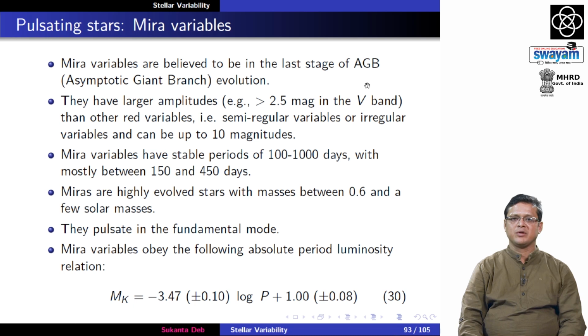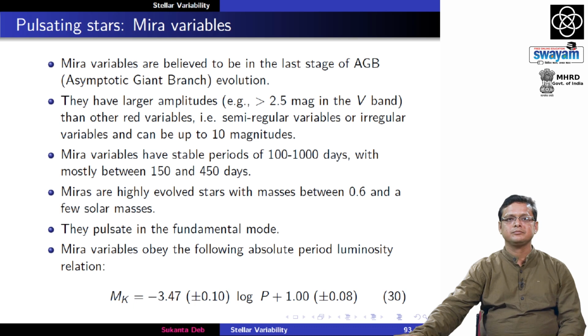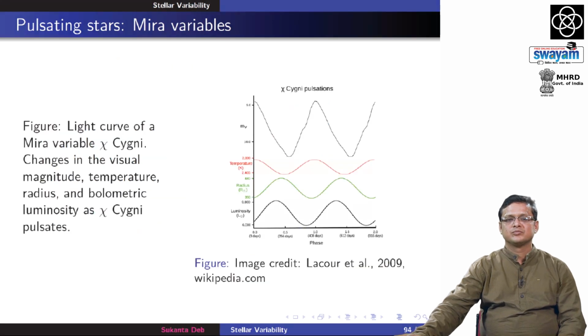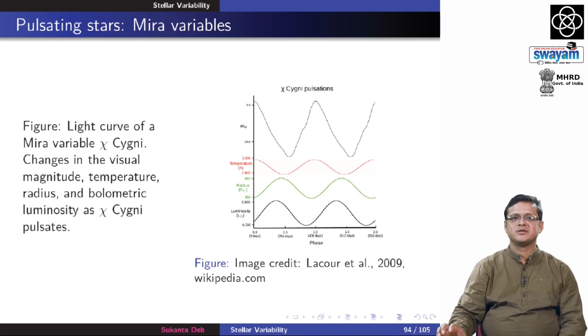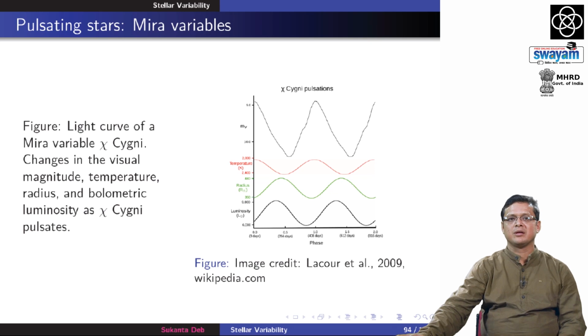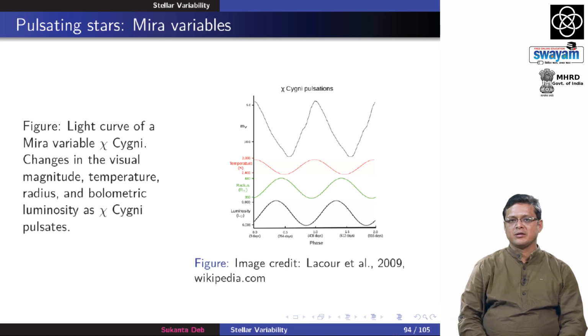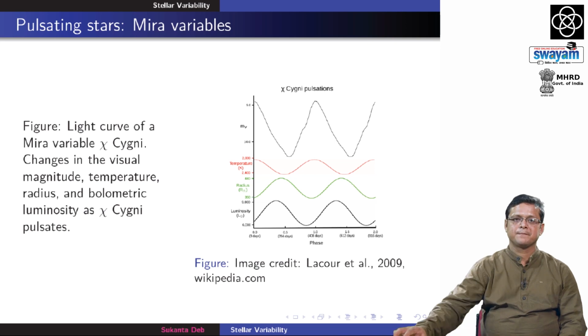Miras obey the following period luminosity relationship. This is the light curve of a Mira variable, chi Cygni, and changes in the visual magnitude, temperature, radius and bolometric luminosity are shown in this figure as chi Cygni pulsates.